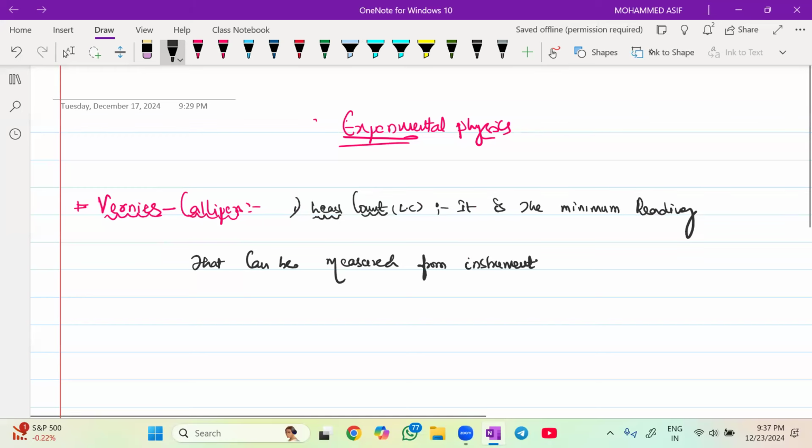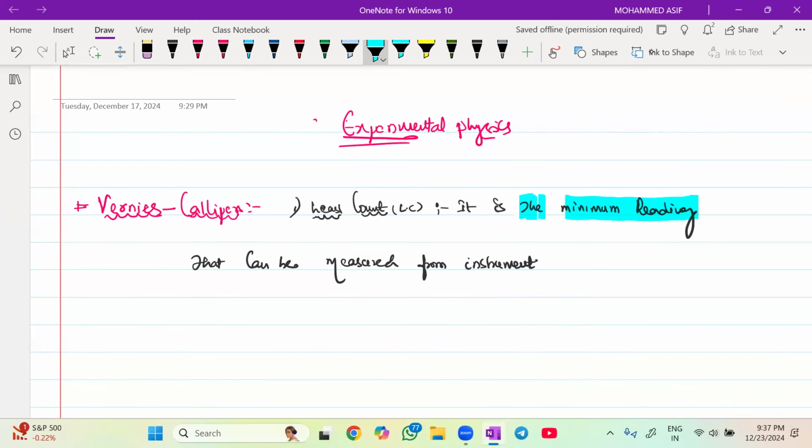I hope everyone got it. What do you mean by least count? It is the minimum reading that can be measured from this instrument. That is called your least count. Am I clear, beta?